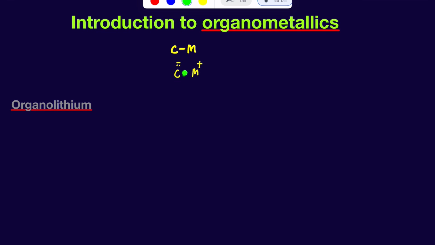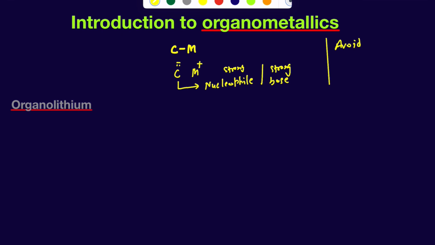So when I have a negative charge on the carbon, this carbon is going to be used as a nucleophile. But the problem is, along with being a nucleophile, this is also going to be a strong base. So you have to be really careful whenever you're using these organometallics, because even though I'm creating a carbon that can act as a strong nucleophile, it can also act as a strong base. So I don't want to be using anything that's a protic solvent. Whenever we're dealing with organometallics, we want to avoid the use of protic solvents.